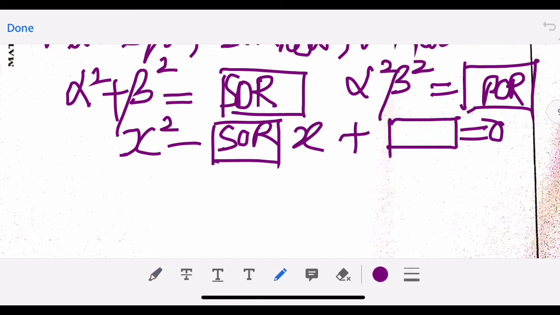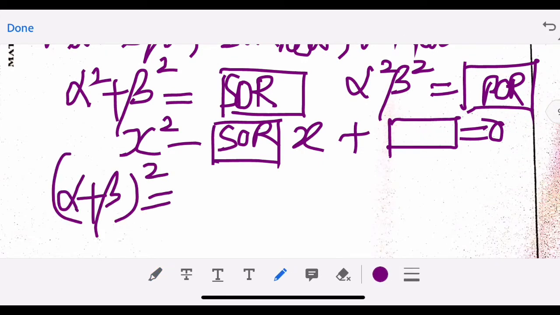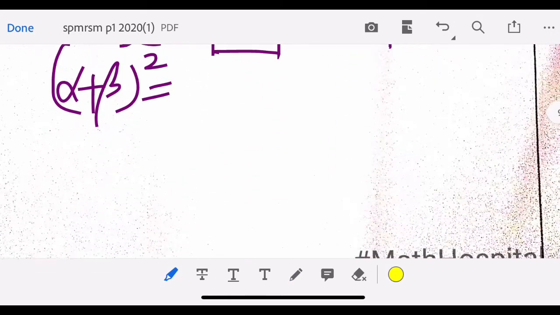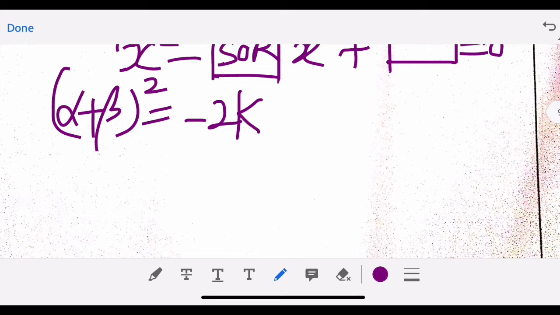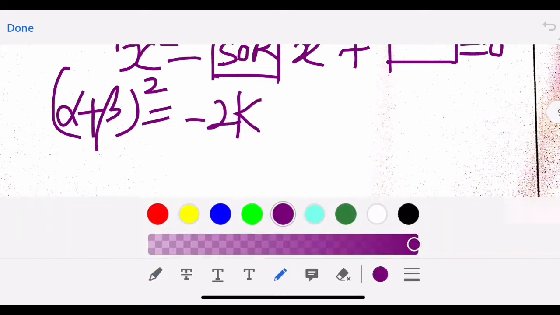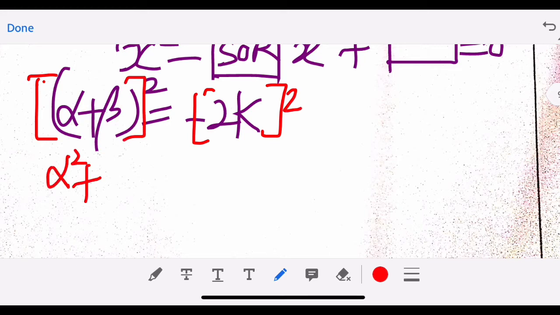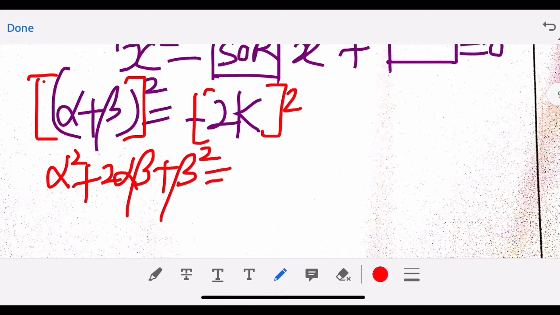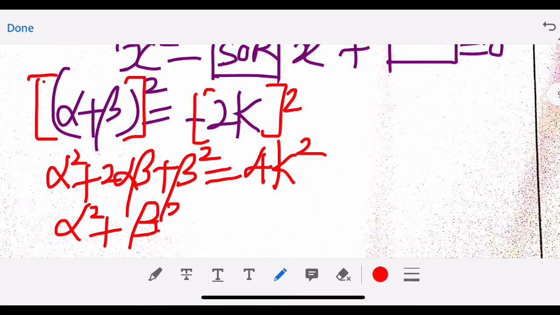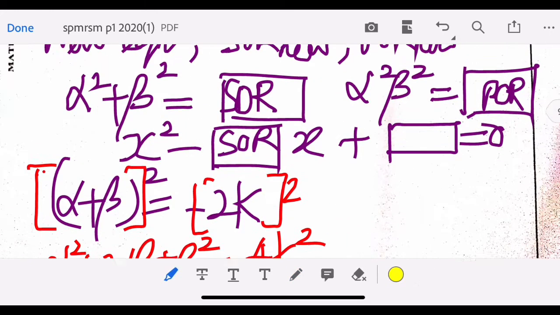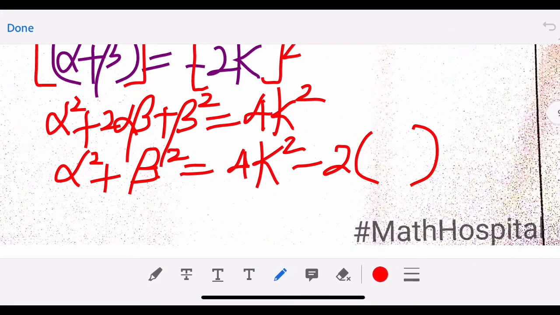Okay, so let's see alpha plus beta. We have this value, which is equal to negative 2k. So we have this from the first one. So in this case, we need the value for the square, right? So I think we will square it like this. Okay, so it's alpha square plus 2 alpha beta plus beta square equal to 4k square. So I actually can find the value for alpha square plus beta square, which is 4k square minus 2 alpha beta. Alpha beta, it was given negative 3, so I have 4k square plus 6.